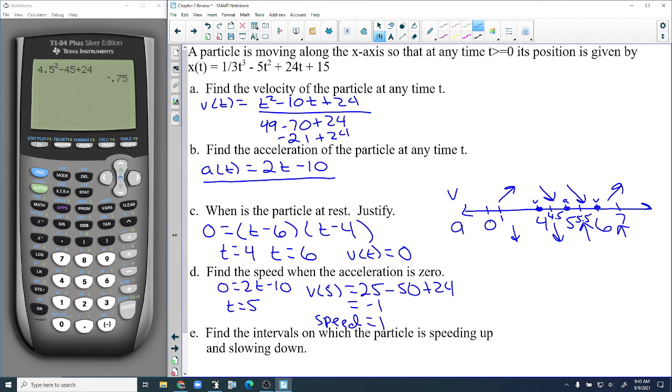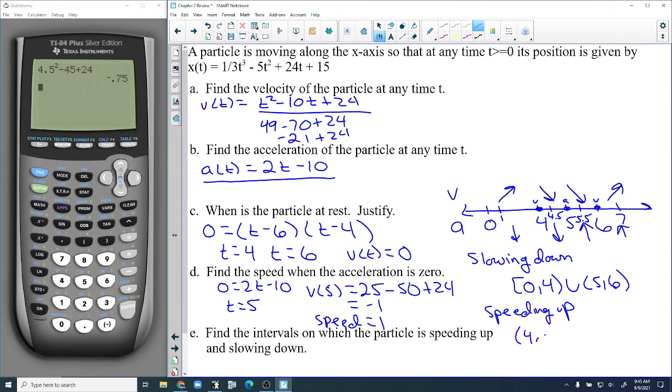All right, so I haven't answered the question yet. Let's go slowing down. That's from 0 to 4. And they oppose each other from 5 to 6. 5 to 6. And speeding up, they are the same. They're helping each other from 4 to 5. And then they're both positive from 6 to infinity.